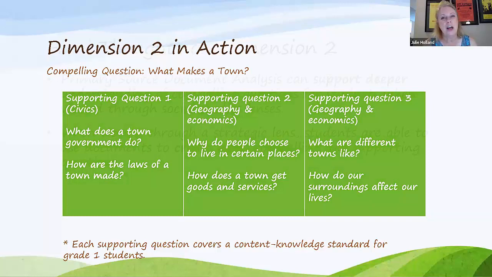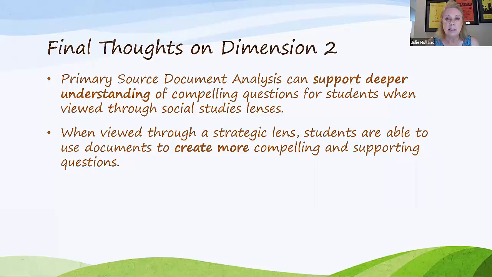So just some final thoughts on that dimension. Again, primary source analysis can support deeper understanding of compelling questions for students when viewed through the social studies lens. Now, read as I read, just think through this. Or, there's a big or here. When viewed through a strategic lens, students are able to use documents to create more compelling and supporting questions. Right? Isn't that an interesting way that works for us?